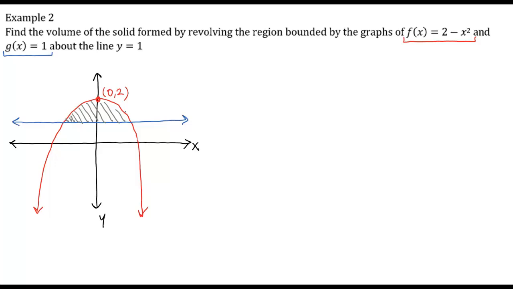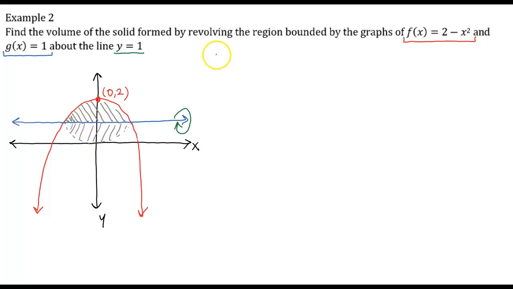Now when I take that region and I rotate it about the line y is equal to 1, here is the line y is equal to 1. It happens to be one of the lines that's bounding our region. We will form kind of a 3D egg shaped, maybe it looks like a football, this shape here.